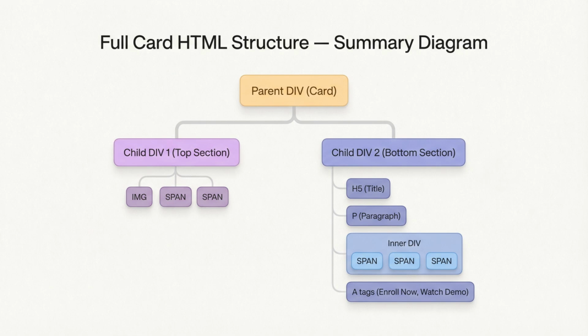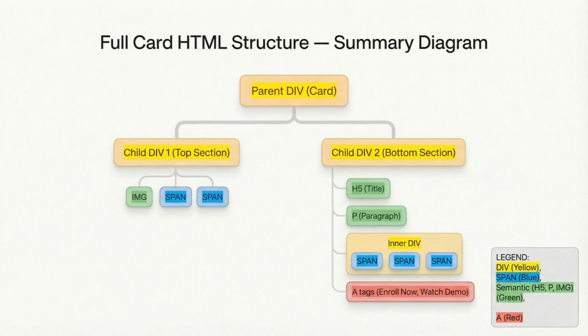Here's the complete picture of what we've built. The entire card sits inside one parent div. That parent has two child divs, one for the top section with the image and text labels, and one for the bottom section with the heading, paragraph, grouped text spans, and anchor tag buttons. Every element has a reason for being where it is, based on the design.